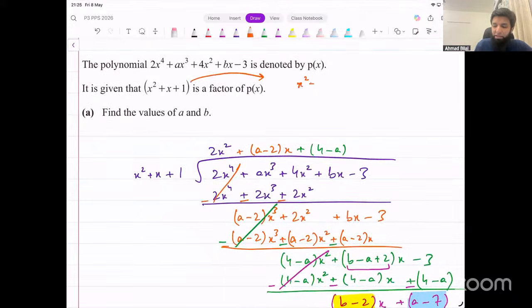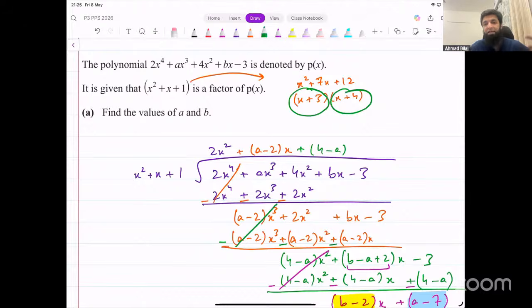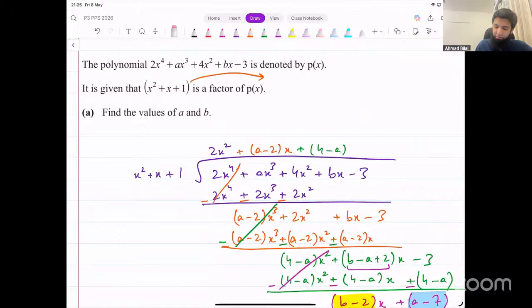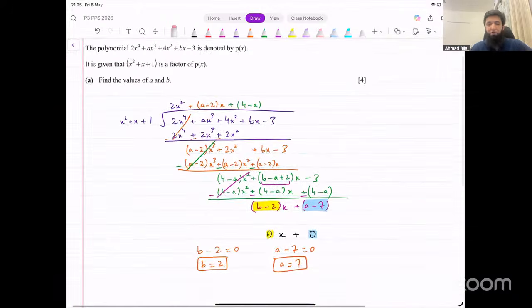For example, if they tell you x squared plus 7x plus 12 is a factor of some polynomial, you could say this can be factorized to x plus 3 into x plus 4, which means x plus 3 is a factor and x plus 4 is also a factor. So in that case, you could use remainder theorem as well. Input x equal to negative 3 in this, input x equal to negative 4 in this. You'll get two simultaneous equations. You could solve those two simultaneous equations. So yes, that is possible. But in this case, we could not factorize this, so we won't do that. We have to use long division.